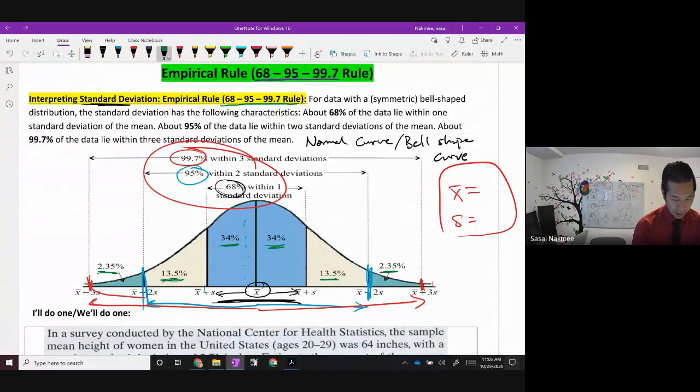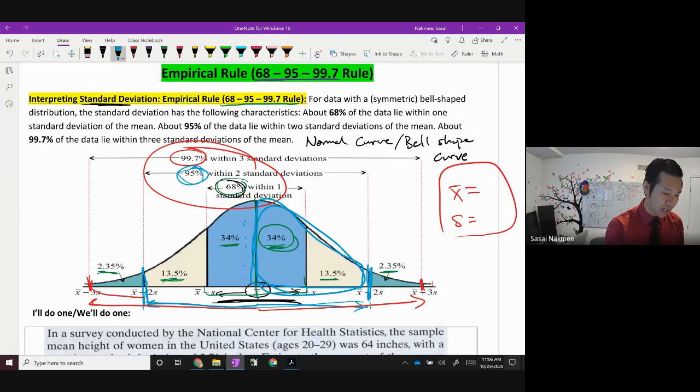If I was going from here to here, it makes sense that it's 68%. And of course, if you cut that in half, that's how they get this 34. Same thing with this part right here. If I was looking at 2 standard deviations below and 2 standard deviations above, that's 95%. If you cut that in half, that's roughly 47.5%. Then how do you get this 13.5? You take 47.5% and subtract the 34.